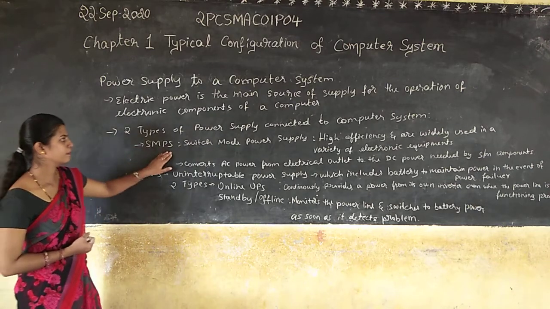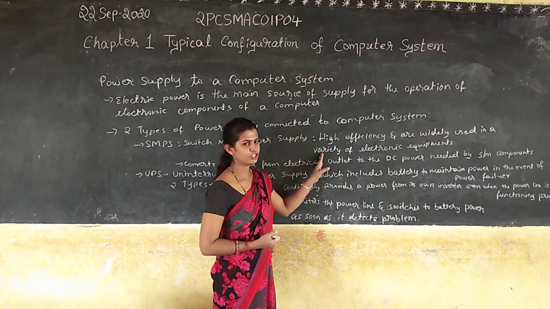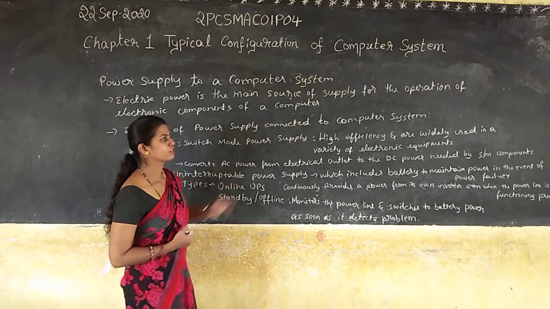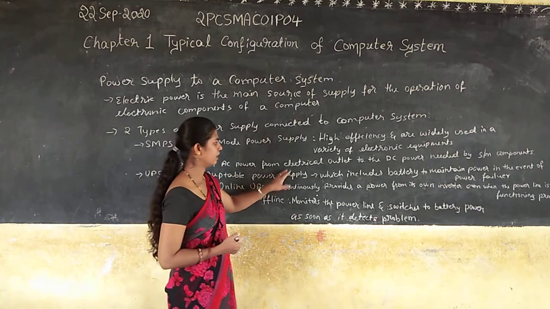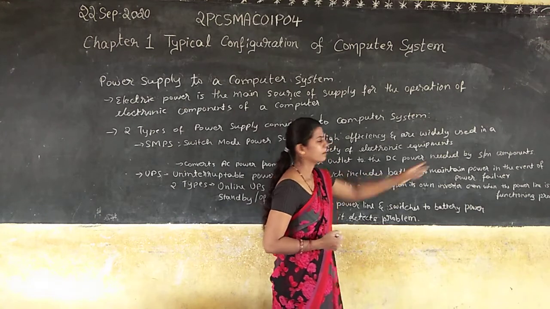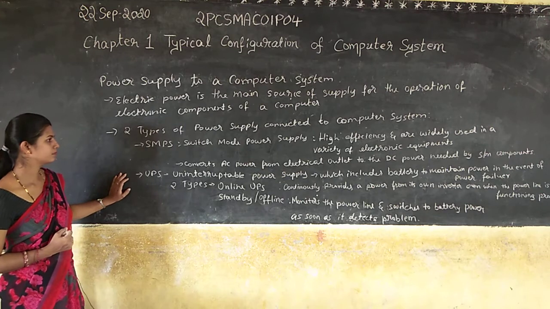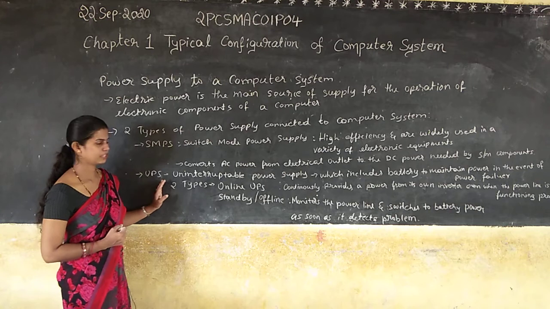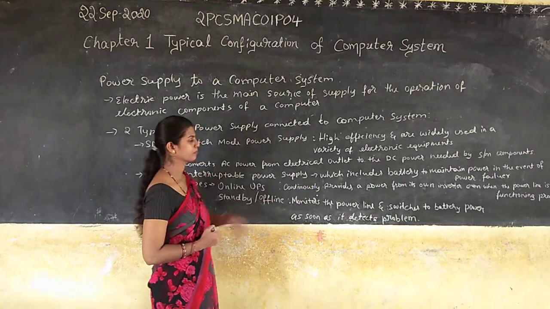So SMPS is a switch mode power supply which provides high efficiency. Also it is widely used in a variety of electronic equipments, and it converts AC power from electrical outlet to the DC power needed by the system components. And the next type of power supply is UPS, that is uninterruptible power supply.